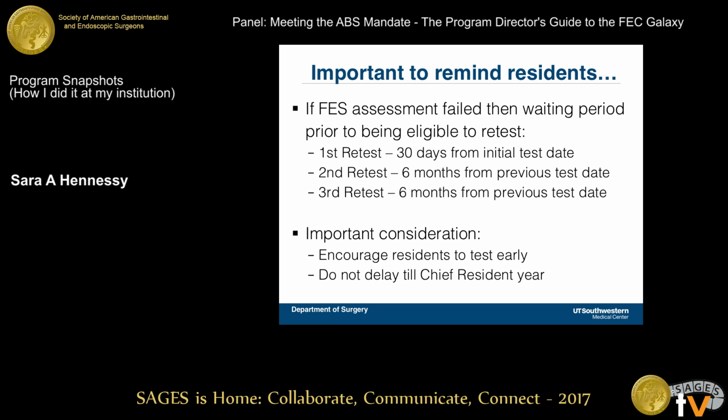It's important to remind residents that the rules of the FES is that if they fail, there is a waiting period to be eligible to retest. For their first one, it's 30 days. The second retest is 6 months from their previous date, and the third retest is again 6 months from their previous date. This is really important to consider and encourage residents to take their FES early and not wait until their chief year, because if they do that and they fail, they are at high risk of not being board eligible, which would be a shame. So that's why encouraging completion of this FES curriculum and FES certification by the end of the 4th year is important.